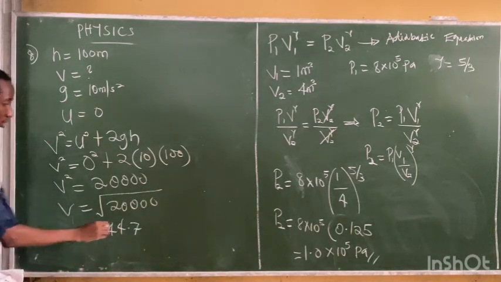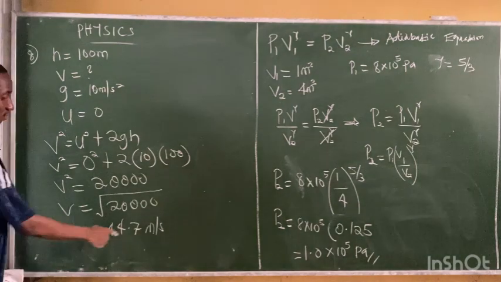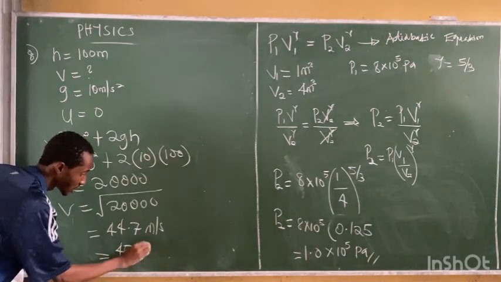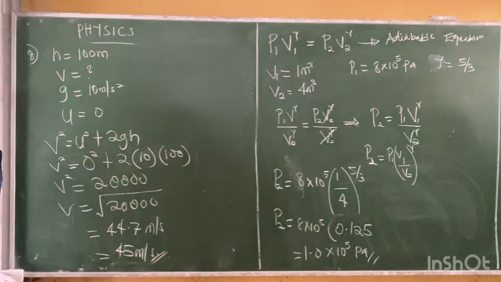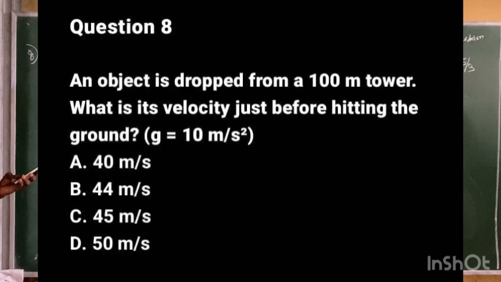44.7 meters per second. If we approximate this, we're going to have 45 meters per second. This is the final answer. So the correct option there is option C with 45 meters per second.